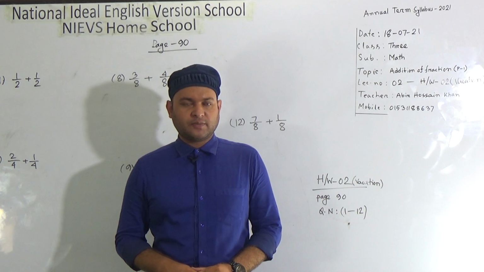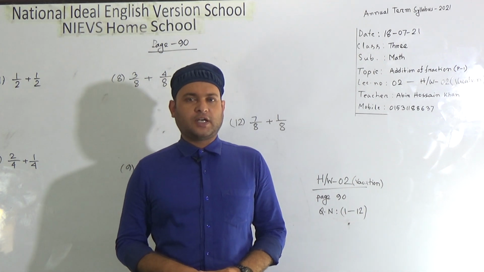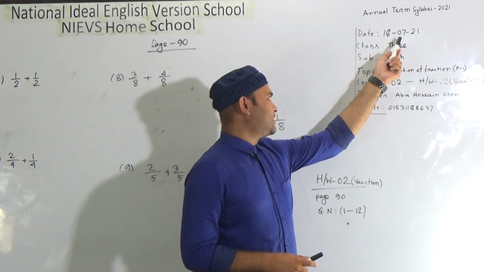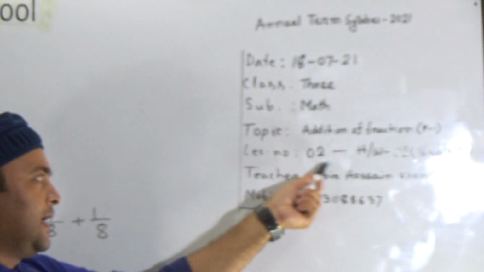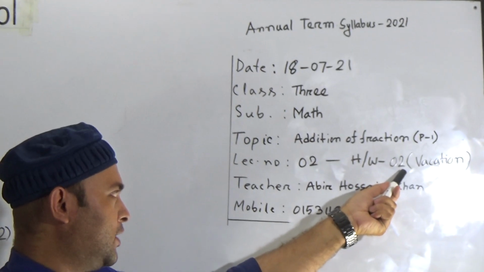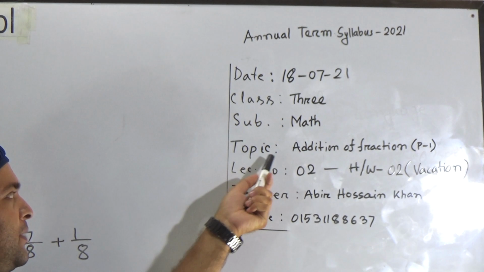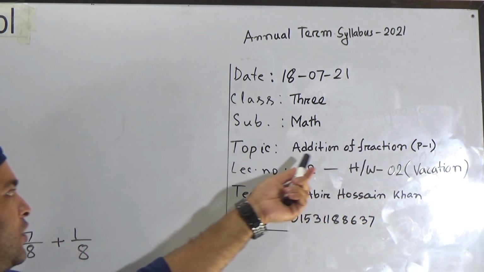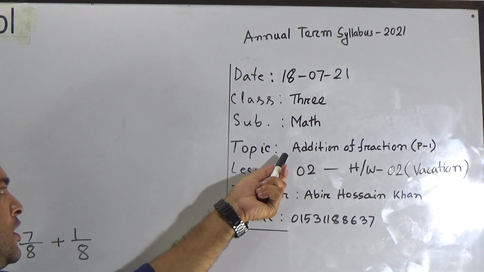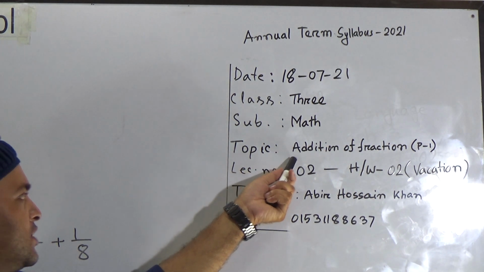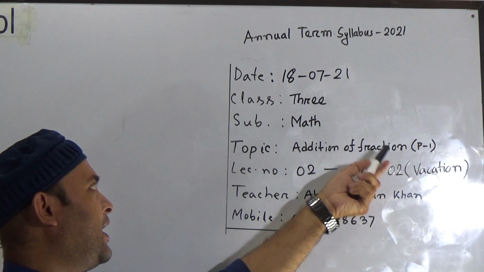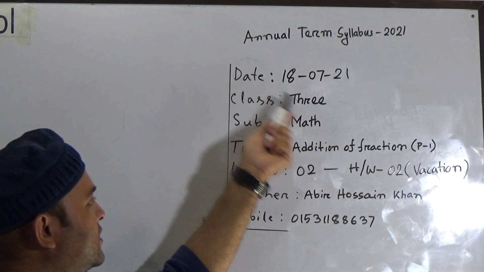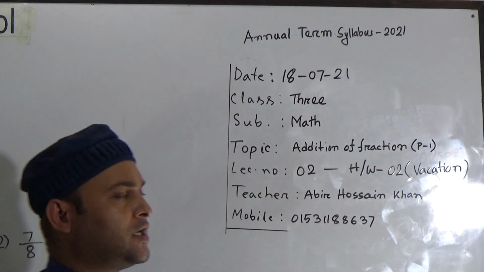Today I am going to take a mathematics class for class 3, and our today's lecture is 2 and our HW number 2, and our today's topic is addition of fraction. In the last class we have already learned about fraction. Now today we learn addition of fraction, which is including your annual term syllabus.